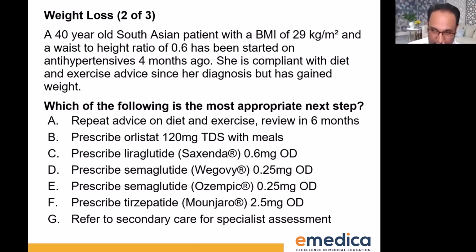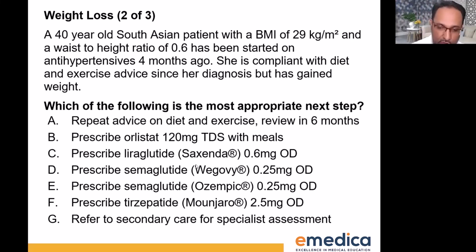Okay, great. I'll stop you there. Very interesting. So there's a big spread of answers. This is more challenging than the one that we've just done. So the three popular answers are B, orlistat, F, tirzepatide, and G, refer to secondary care for specialist assessment. For example, you might refer to a specific weight management service. So that's the main spread. And then a few people have picked C, prescribe liraglutide.